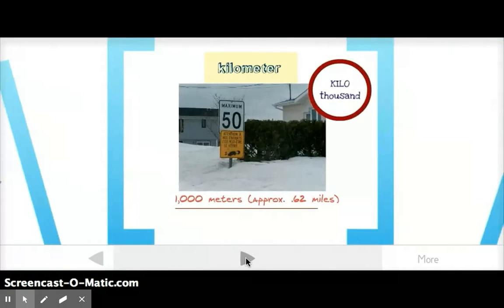A kilometer: kilo means 1,000 and meter means measure, so kilometer is just 1,000 meters, or about 0.62 miles. If you've ever traveled abroad and seen speed limit signs and thought, wow, that's really fast, like this one, 50 kilometers an hour for an area where children play, it's because a kilometer isn't as far as a mile, and so 50 kilometers an hour isn't as fast as 50 miles an hour.